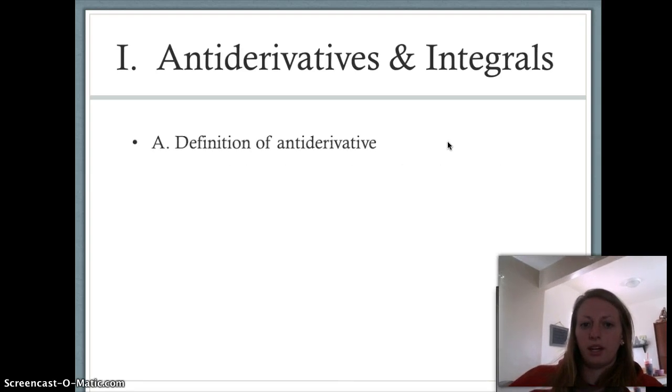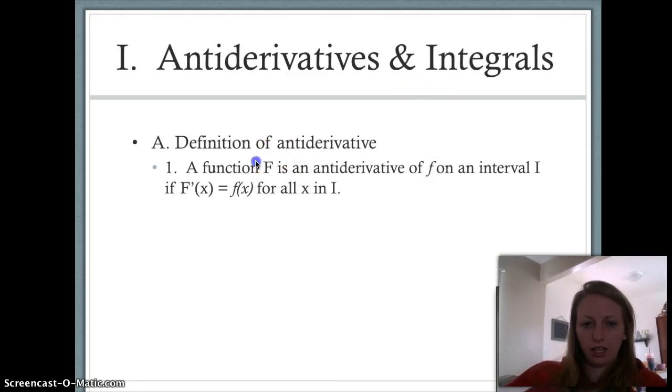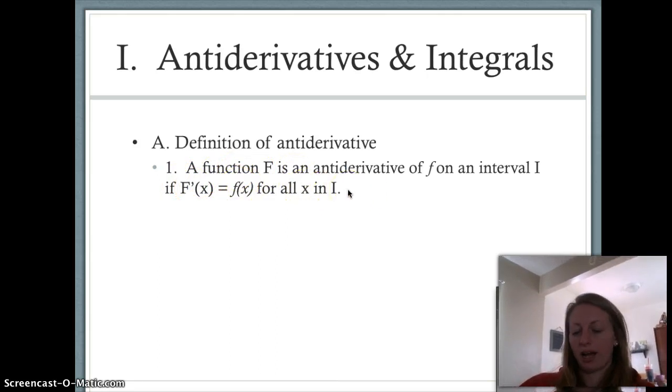So the definition: a function F is an antiderivative. Notice the F here is big, so it's the antiderivative of f. We're saying that F prime of x equals f of x for all x in I, where I is the interval.